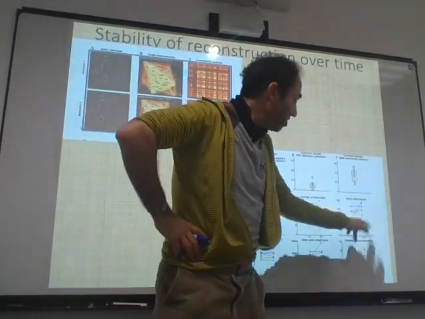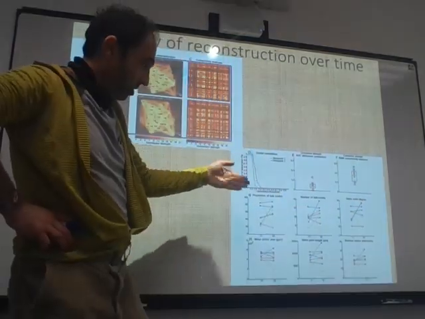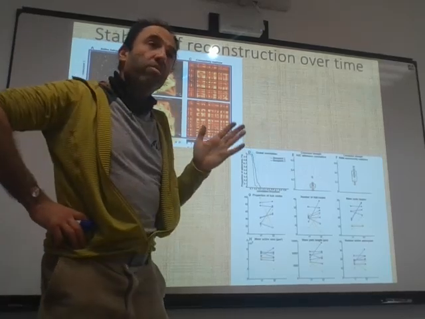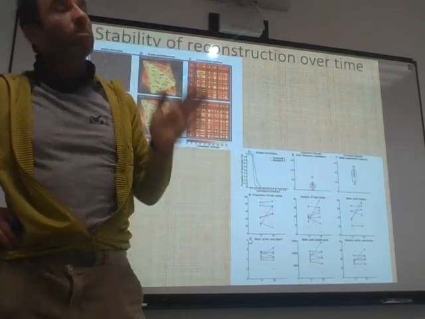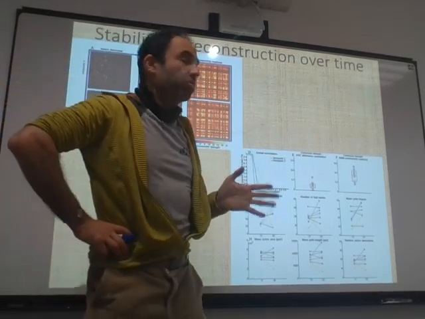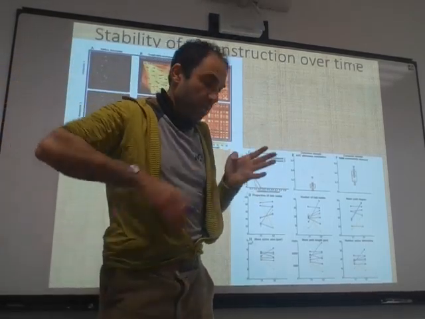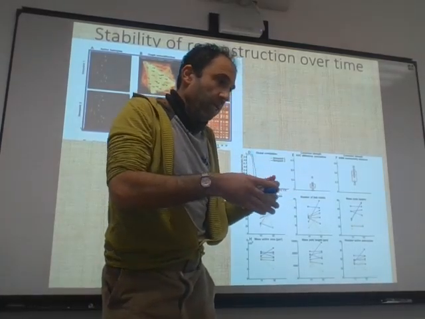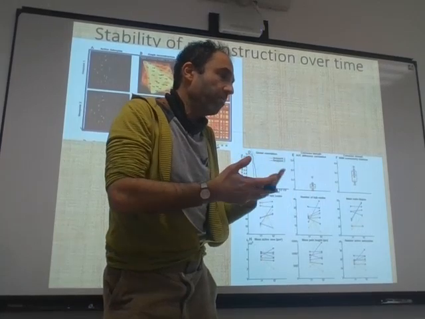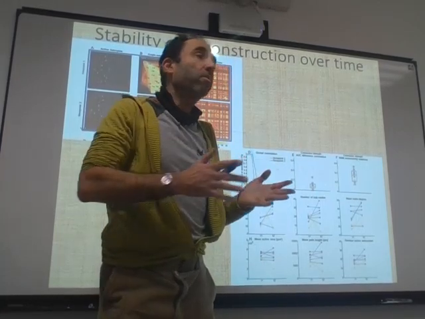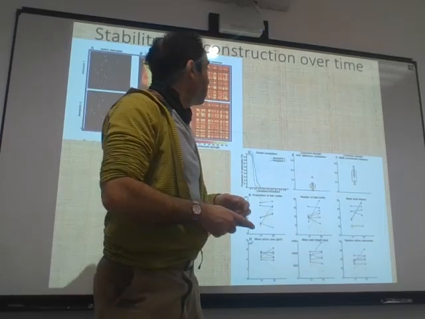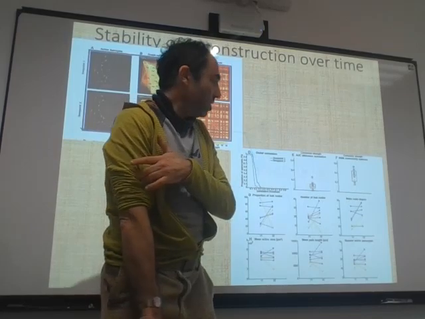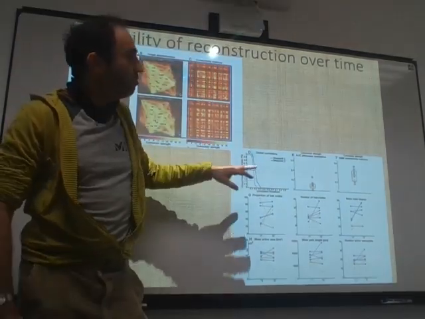So here it's not significant. So this shows that the construction we made is stable over time, which is important because it says that the snapshot you got and the reconstruction you made captures something that is stable, right? And so that was one of the novelties of the study.